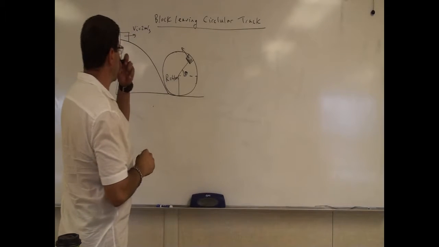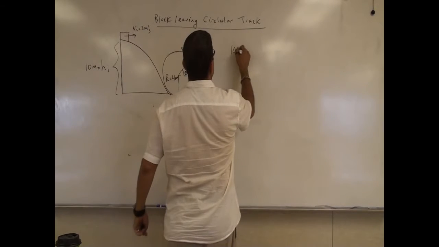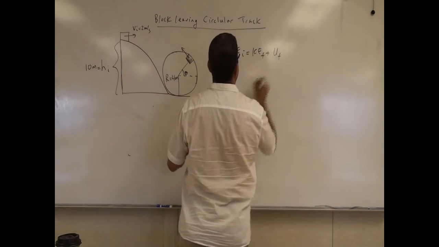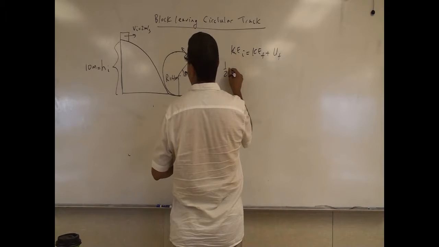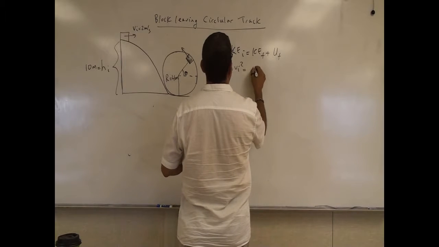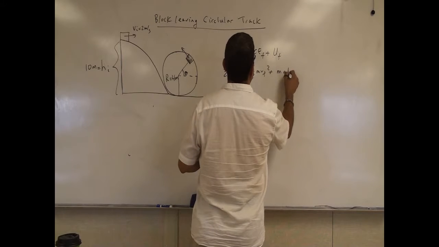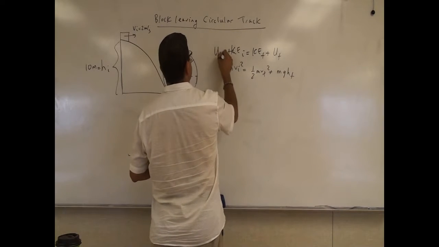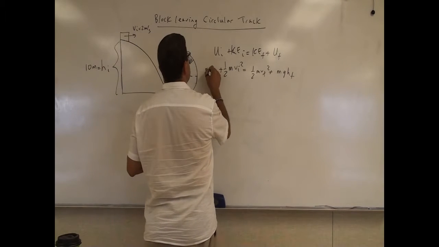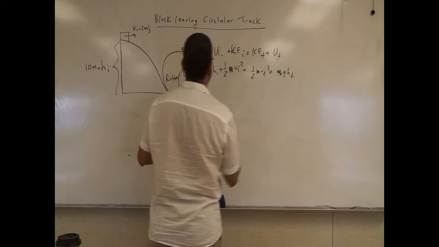So then what are the equations of motion here? We can say the initial kinetic energy of the block is going to equal its final kinetic energy plus the final potential energy. The initial kinetic energy is half times the mass of the block times the initial velocity squared. The final kinetic energy is half m v final squared, and the final potential energy is m g h final. And then we also have an initial potential energy because it starts from a certain height, so we have m g h initial. And then the mass of the block cancels.